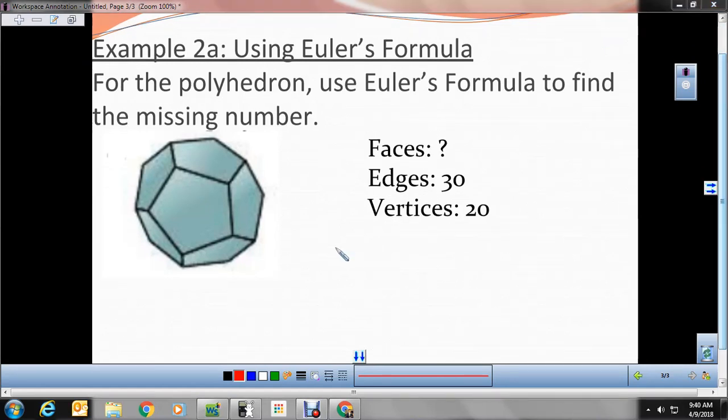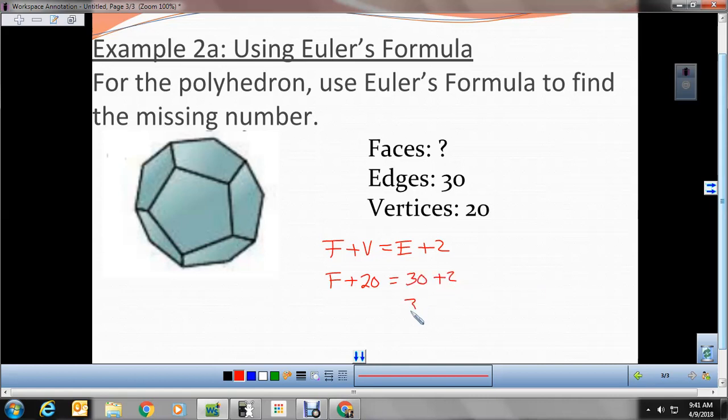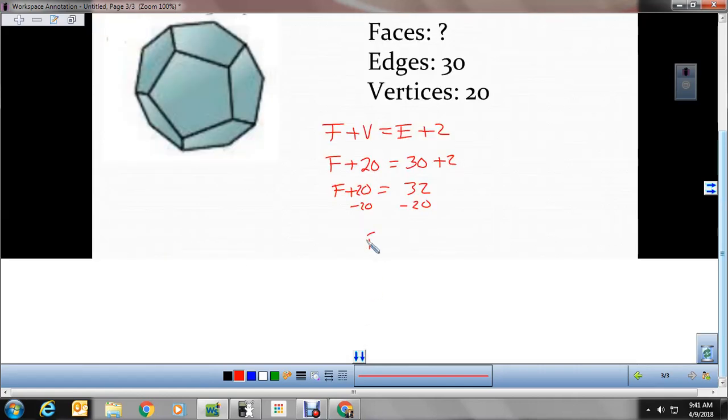So what we'll do is we'll take our formula, which is faces plus vertices equals edges plus 2. And it's just a matter of solving for the missing variable. We got faces, which we're looking for. Vertices is 20, and edges is 30 plus 2. So this gives us 32 equal to F plus 20. Subtract 20. That leaves us with the number of faces to be 12.